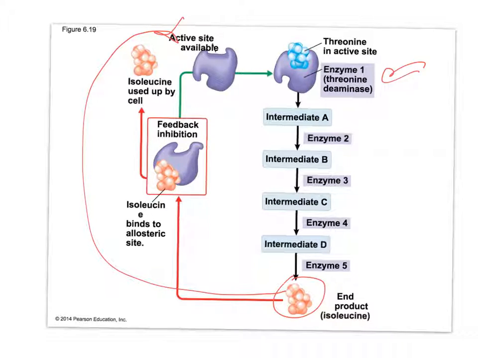Okay? What's great about this process for the cell? Does the cell have to make more enzyme? Yes or no? No. It doesn't have to. So this enzyme right here is not consumed. It just is bound right here. It's bound by isoleucine. Allosteric regulation.